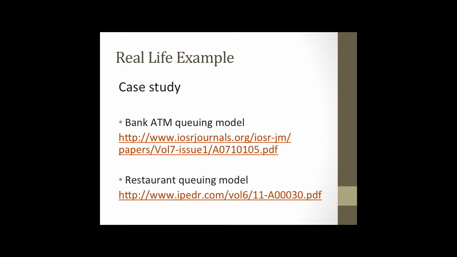Real-life example. Here are two case studies. The first one is the banking ATM queuing method. The second one is the restaurant queuing method. Both of them we can usually use in real life. In both case studies, we are going to use different queuing methods to find out how to improve the business.